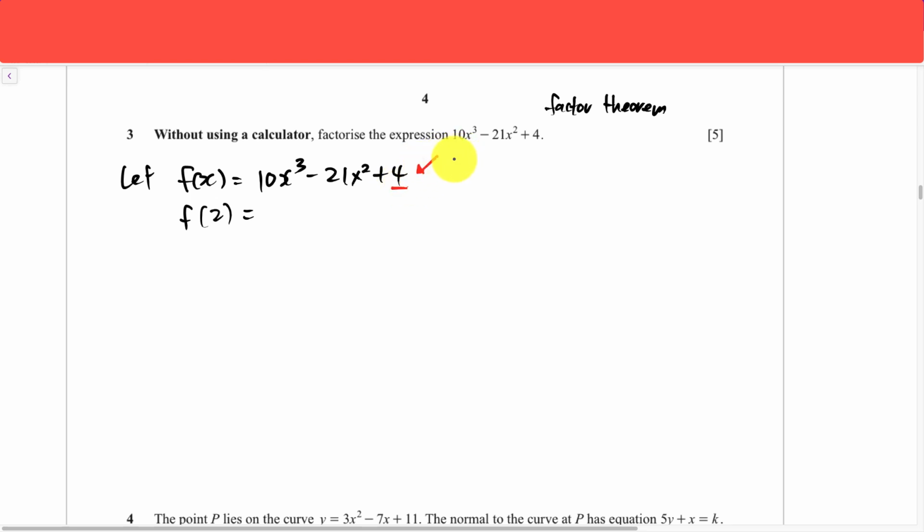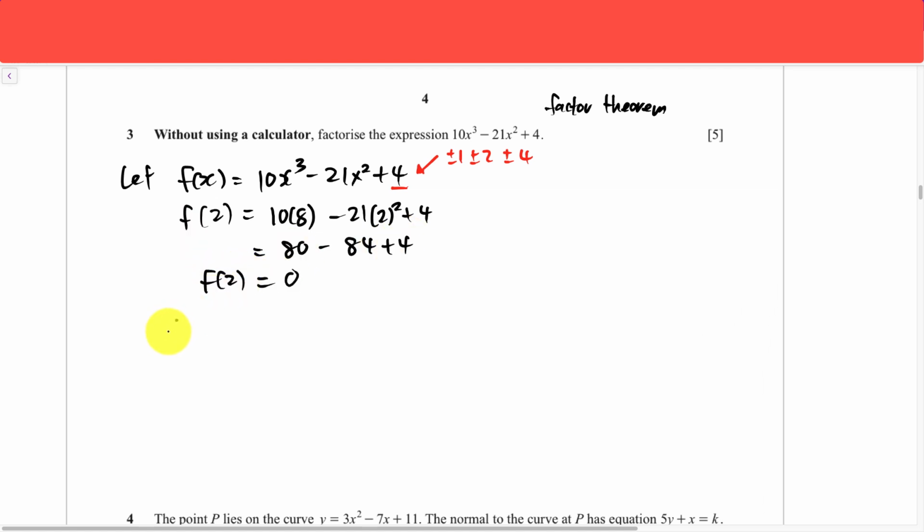So you need to find out all the factors of 4, which is positive negative 1, positive negative 2, and positive negative 4. That means I can substitute any of these values into the equation, see which one will give me 0, then that one will be my factor. So if 2 here, this one will be 10 multiplied 8, which is 80, minus 21 multiplied 2 square plus 4. So this is 80 minus 84 plus 4, which is 0. When f(2) will get 0, that means, therefore, I will say x minus 2 is a factor of f(x).